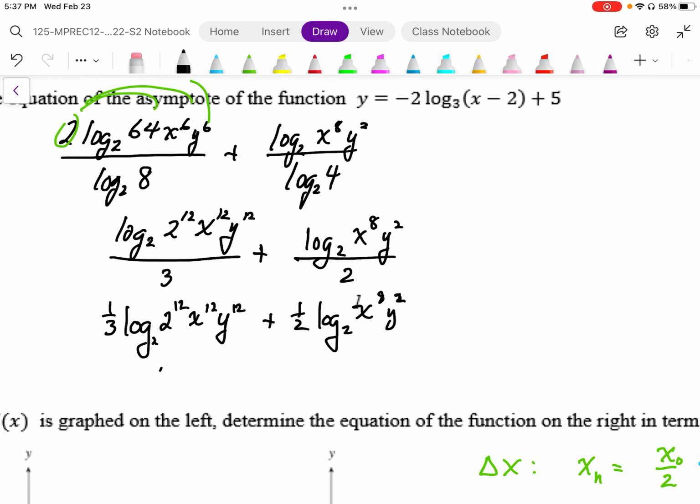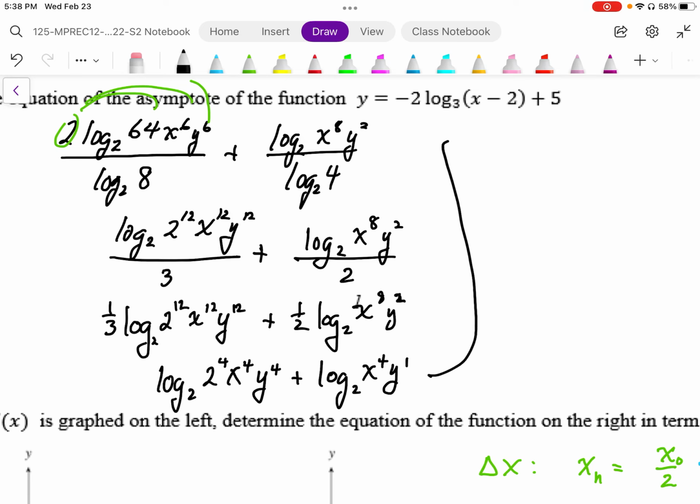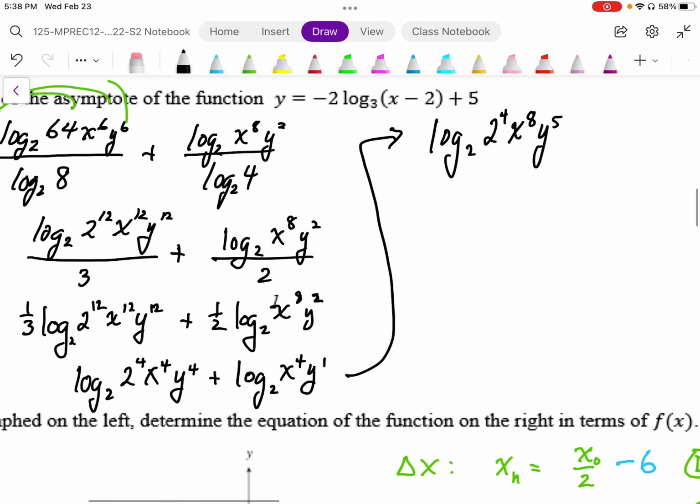Okay, so then this becomes log base 2, 2 to the power 4, x to the power 4, y to the power 4, plus log base 2, x to the 4, y to the power 1. Now, since we have plus, logs can be combined with plus, which means we multiply the inside or arguments together. So this becomes log base 2, 2 to the power 4, x to the power 8, y to the power 5. Okay, now I can leave it like that.